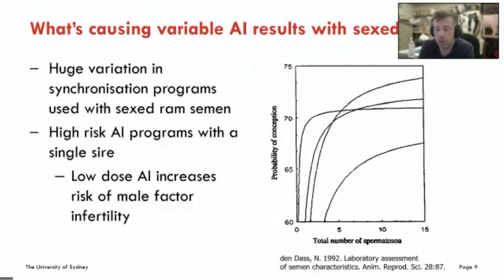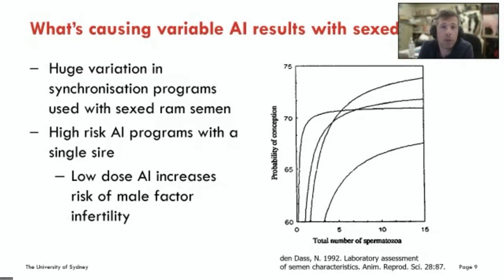And the questions always arise, why is there this variation with AI results? Why is one person getting a great result when somebody else is not getting such a great result? And for sex semen, part of the issue is there's substantial variation in the synchronization programs which are used with sexed sperm. And they also are what I would classify as fairly high risk AI programs, because as a general rule, they're only using a single sire.